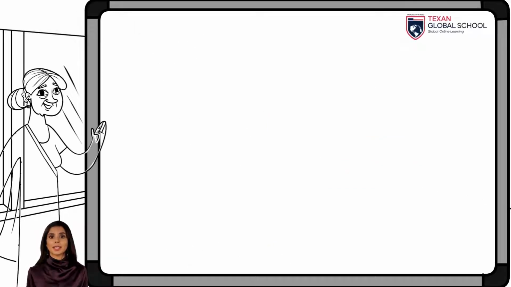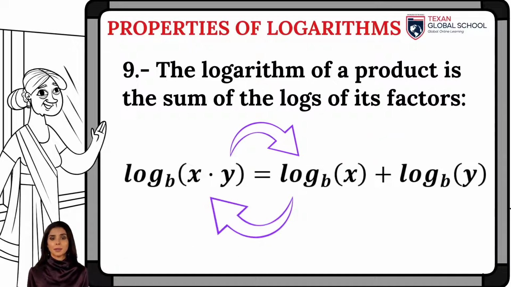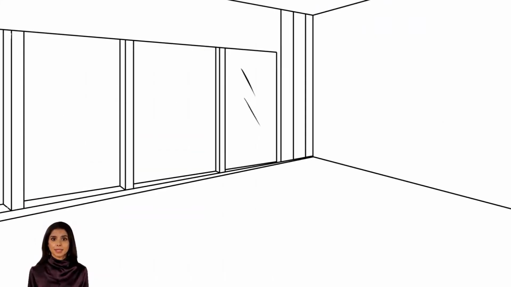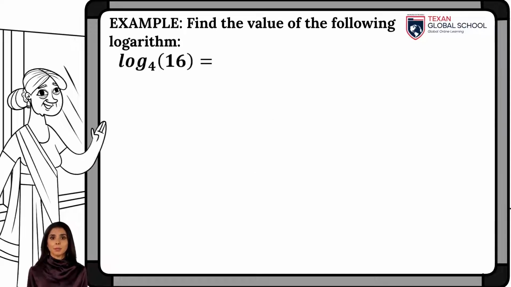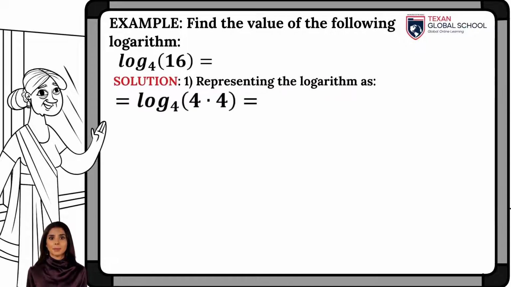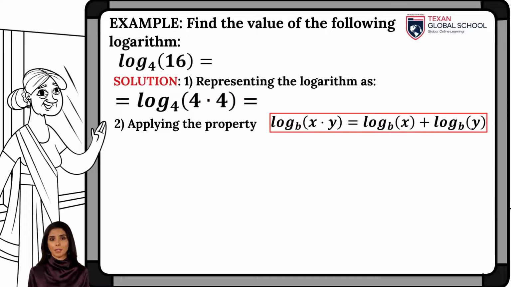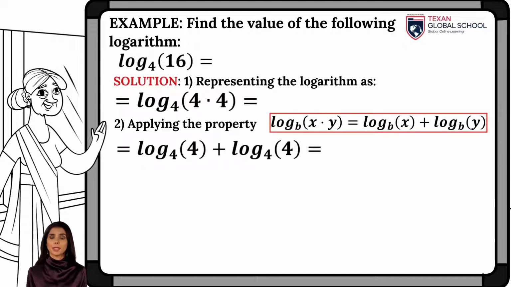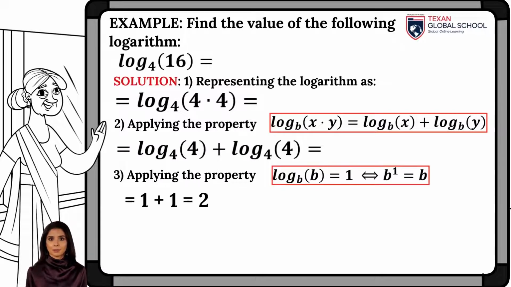This other property indicates that the logarithm of a product is the sum of the logarithms of its factors. We can use the properties in any sense. This example shows that the property is valid. We will get the value of the log base 4 of 16. Let's express this logarithm as log base 4 of 4 times 4. Then, using the product property of logarithms, we separate into log base 4 of 4 plus log base 4 of 4. And by properties of logarithms, each logarithm equals 1. Therefore, the logarithm base 4 of 16 is equal to 2. Exactly the same value was obtained using the definition of logarithms.